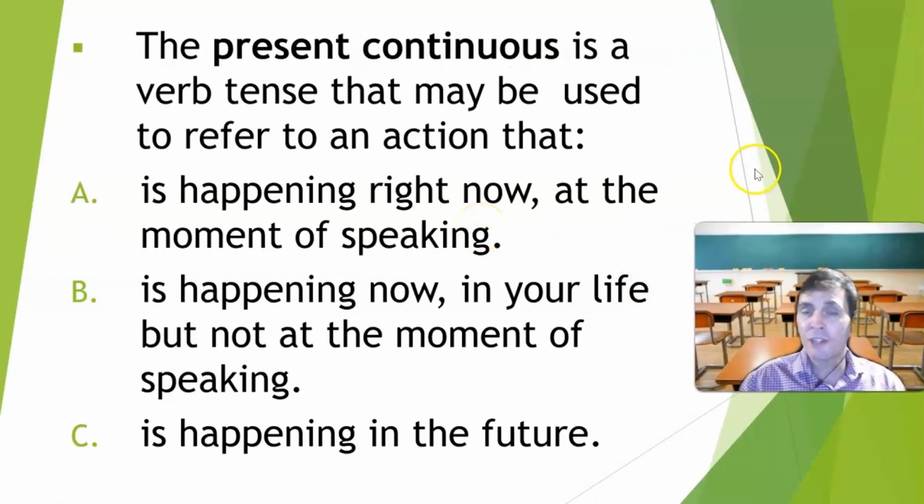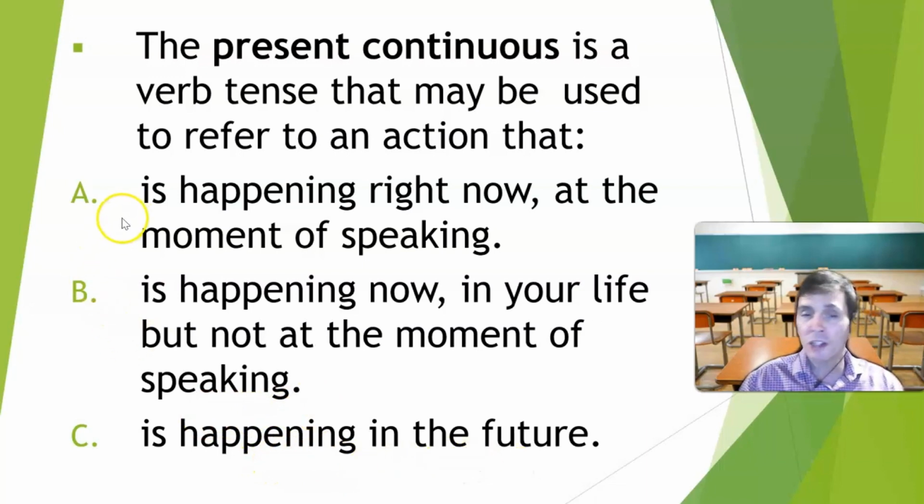So let's talk about this verb tense. The present continuous is a verb tense that may be used to refer to an action that A is happening right now at the moment of speaking, B is happening now in your life, but not at the moment of speaking. And C, it can be used to refer to an action that's happening in the future.